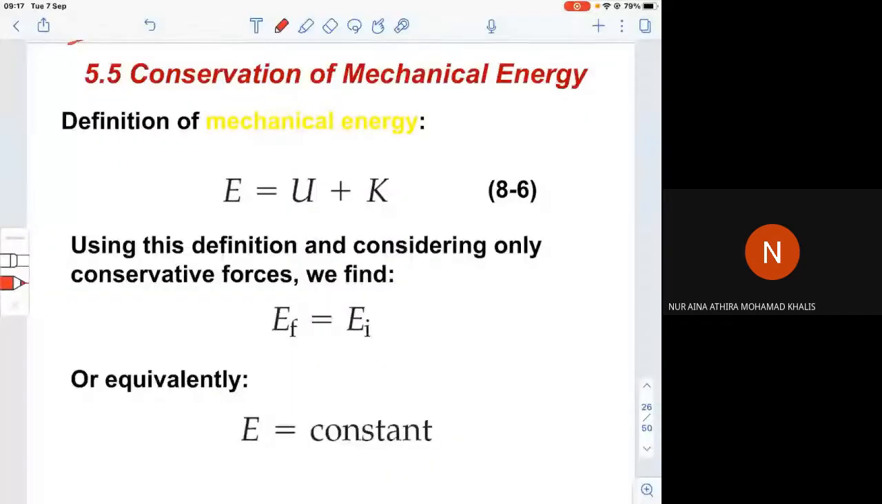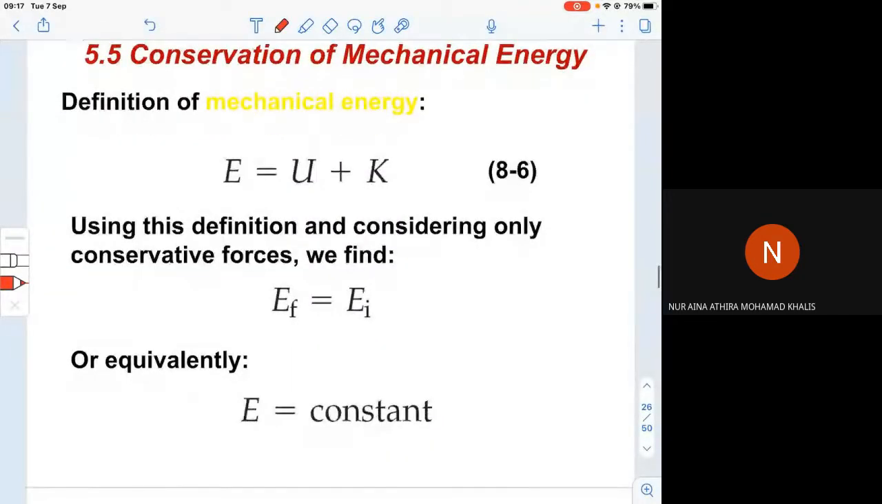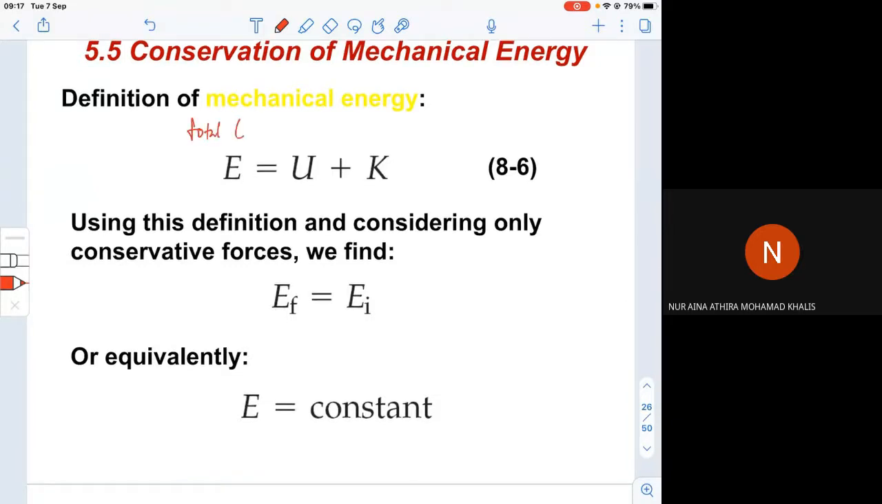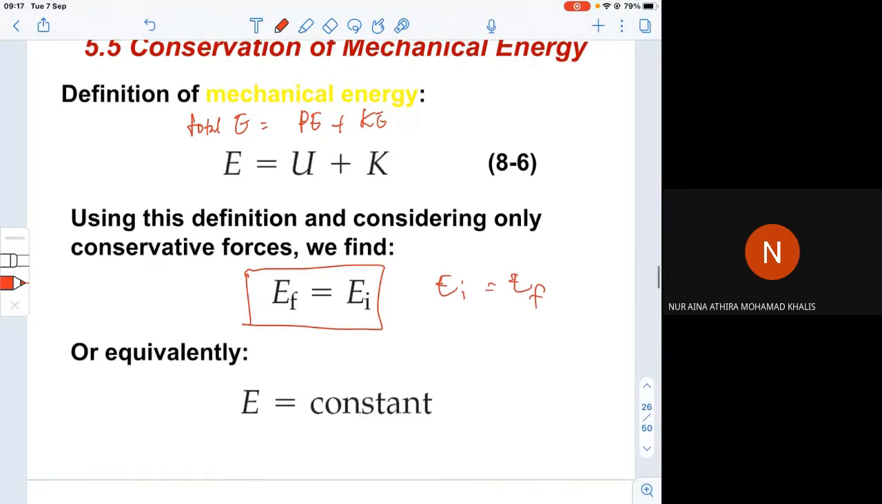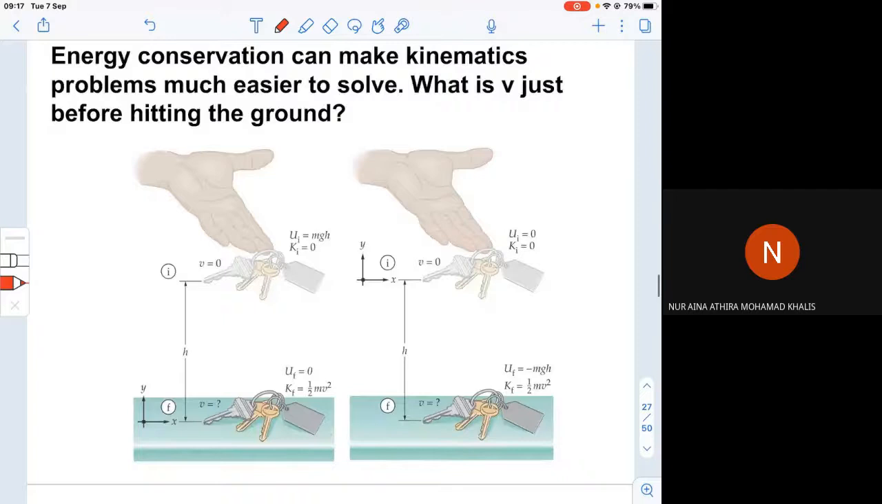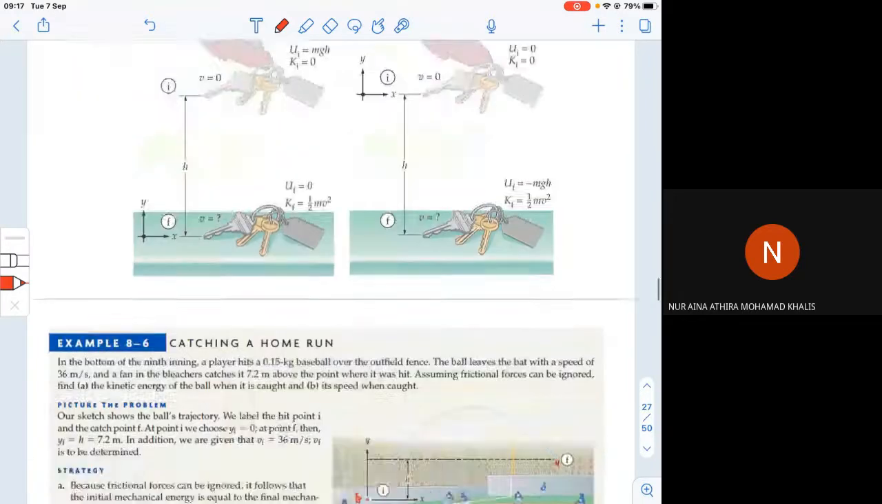Okay, so right now this is conservation of mechanical energy, where the total energy is the potential energy plus KE. PE plus KE. The conservation of energy tells you that energy final is equivalent to energy initial, or vice versa: E initial equals E final. So this is the situation that I explained before.